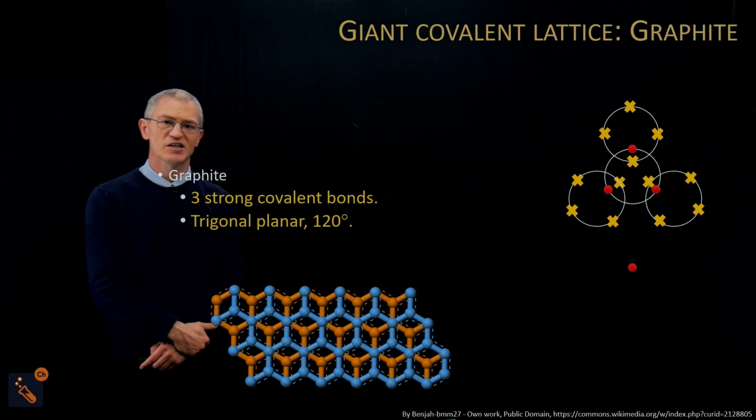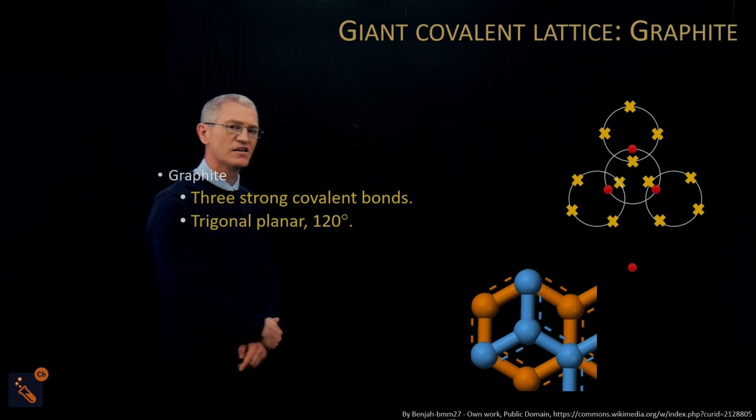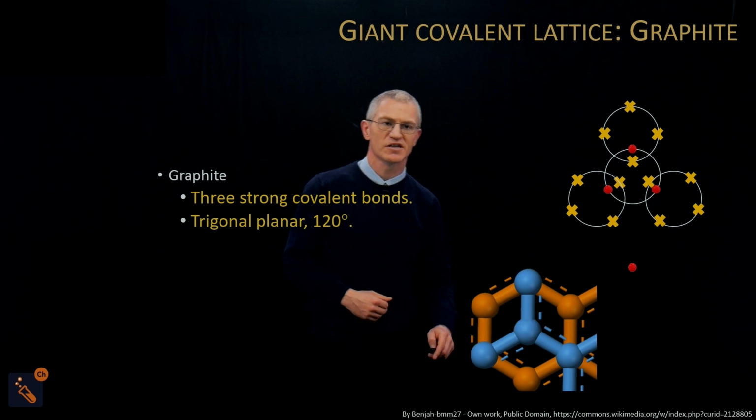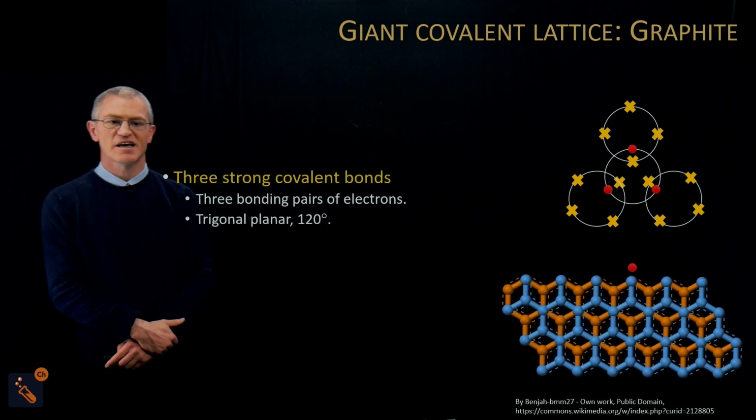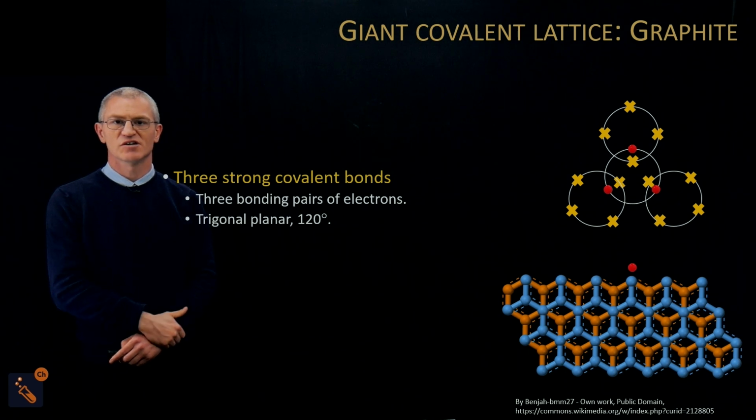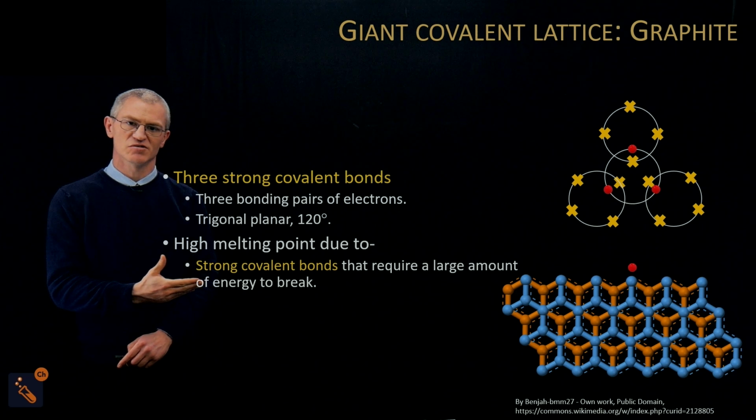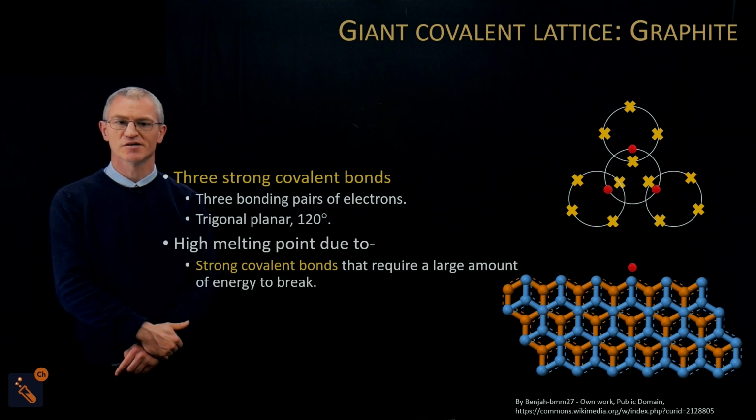If we look at the structure a little bit more closely using a model, and you can see here, just like I've done up here, you can see this carbon surrounded by 3 others. Now, that means that because it has these 3 strong covalent bonds, it also has a high melting point due to those strong covalent bonds that require a large amount of energy to break, just like we had in diamond. And it's really important you say large amount of energy to break.